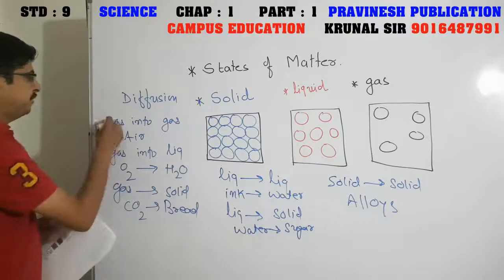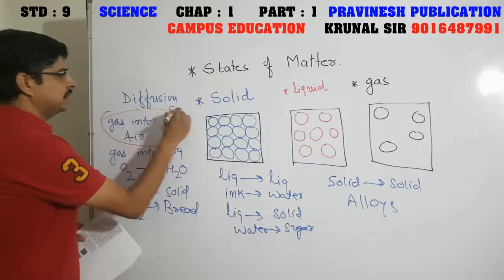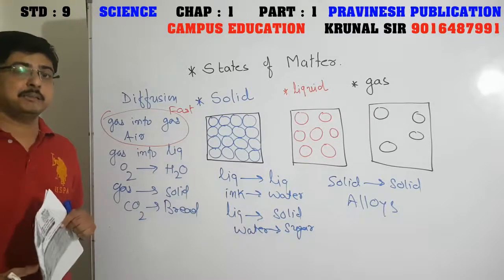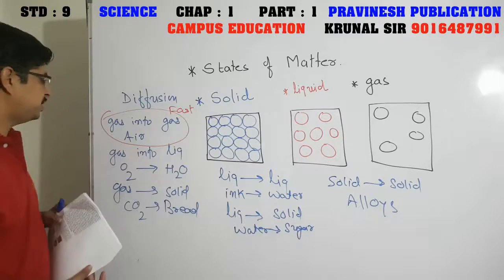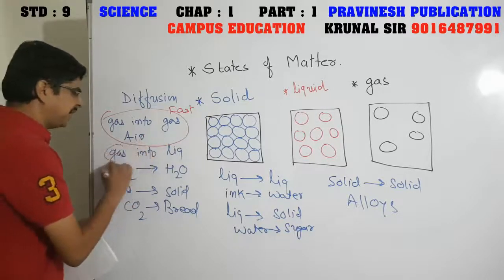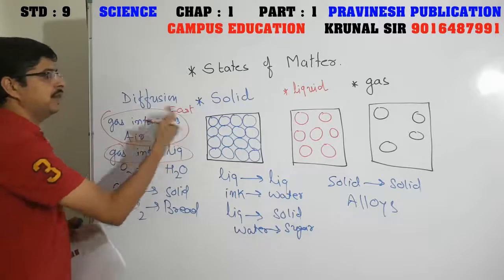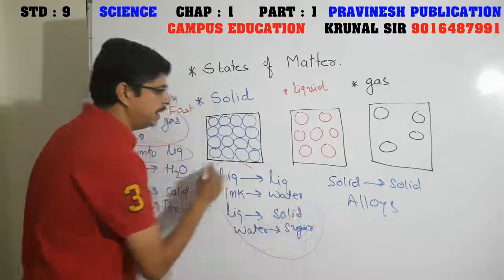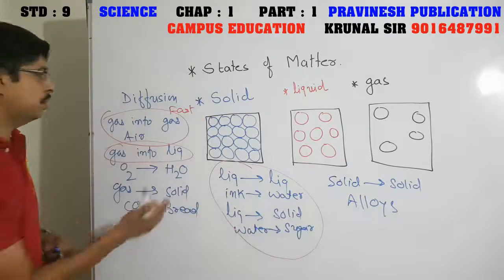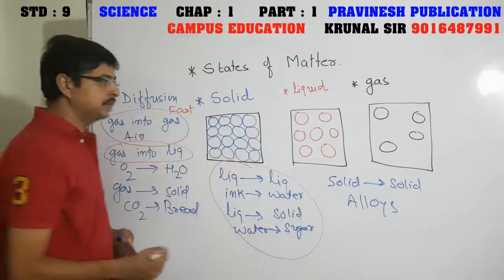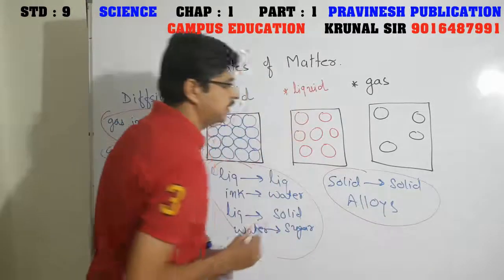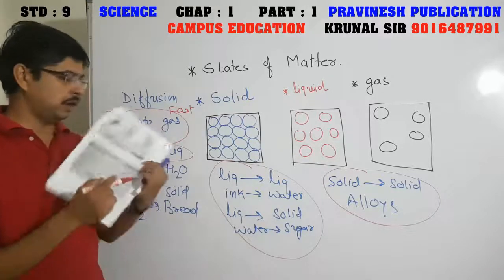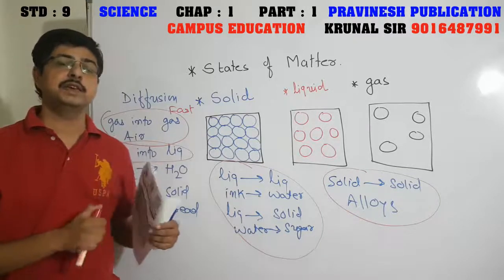Friends, diffusion of gas into gas is very fast. Why? Because the particles of gas have a wide space in between, so they immediately mix with each other. Diffusion of gas into liquid is somewhat slower than gas into gas. Similarly, diffusion of liquid into liquid is also fast, but not as fast as gas into gas. Diffusion of solid into solid is not so fast, that is a very slow process. So these are the examples of diffusion of one state into another state.